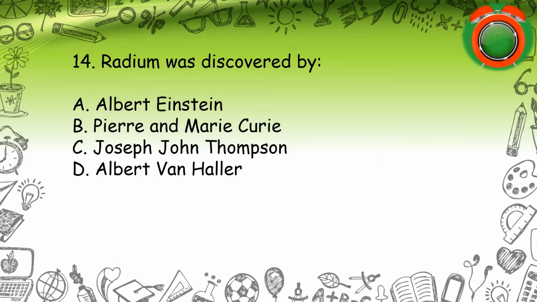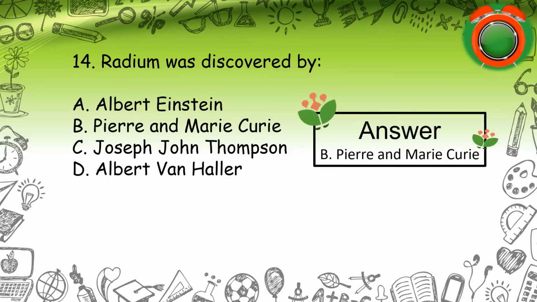Radium was discovered by A. Albert Einstein, B. Pierre and Marie Curie, C. Joseph John Thomson, D. Albrecht von Haller. The correct answer is B.